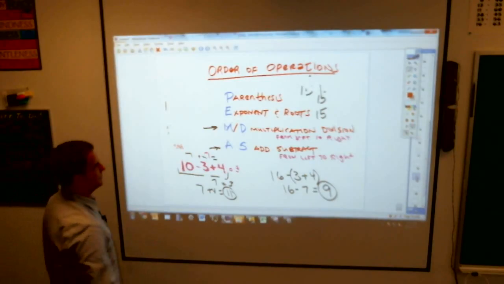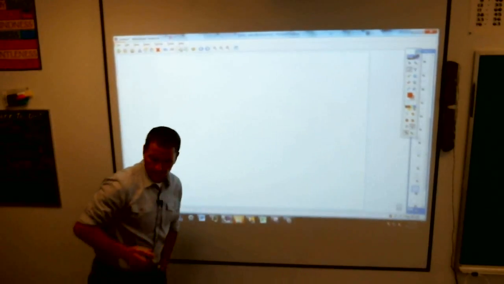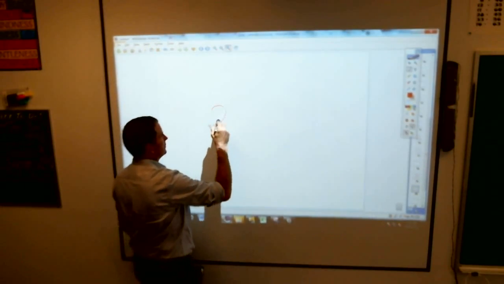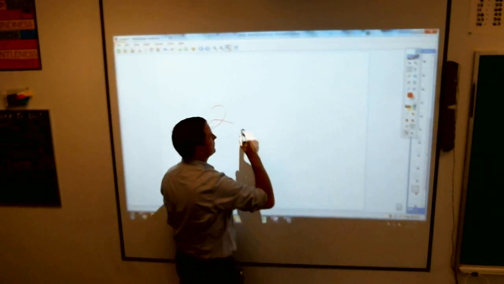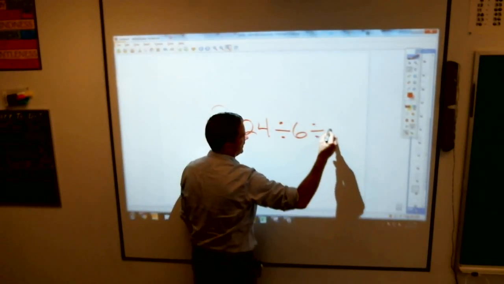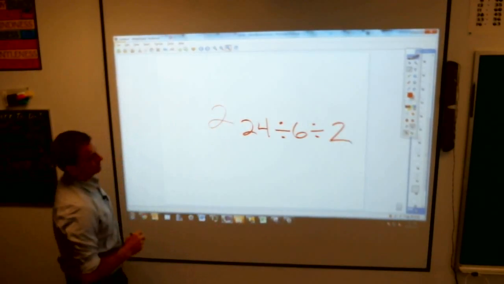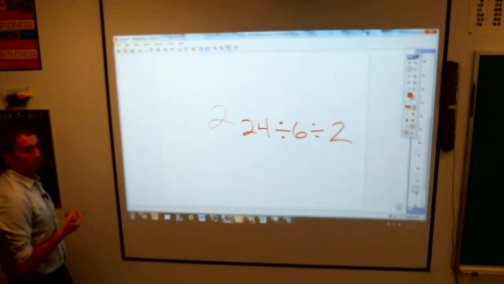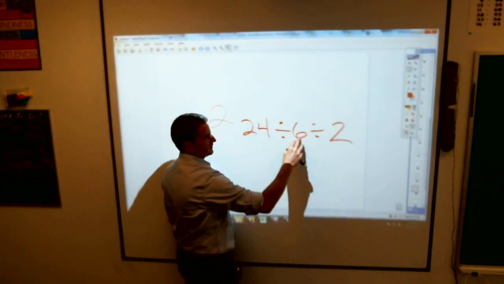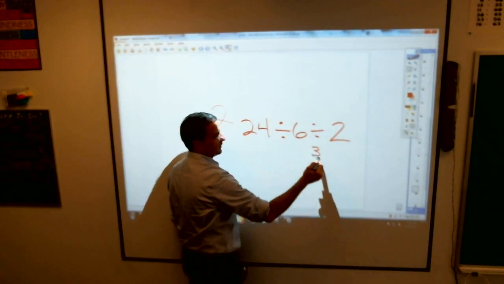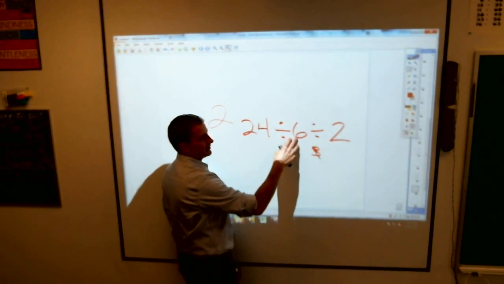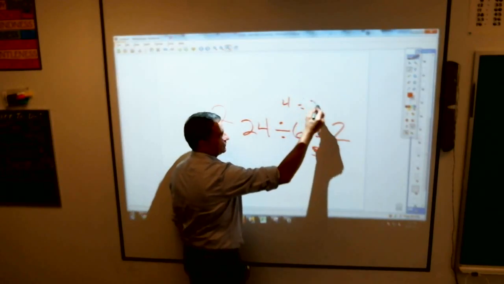24 divided by 6 divided by 2. Notice order on this, even though it's division, it does matter. If you were to do this part first, 6 divided by 2 is 3, 24 divided by 3 is 8, you get 8 if you go that way. Or if you do it this way, 24 divided by 6 is 4, and 4 divided by 2 is 2.